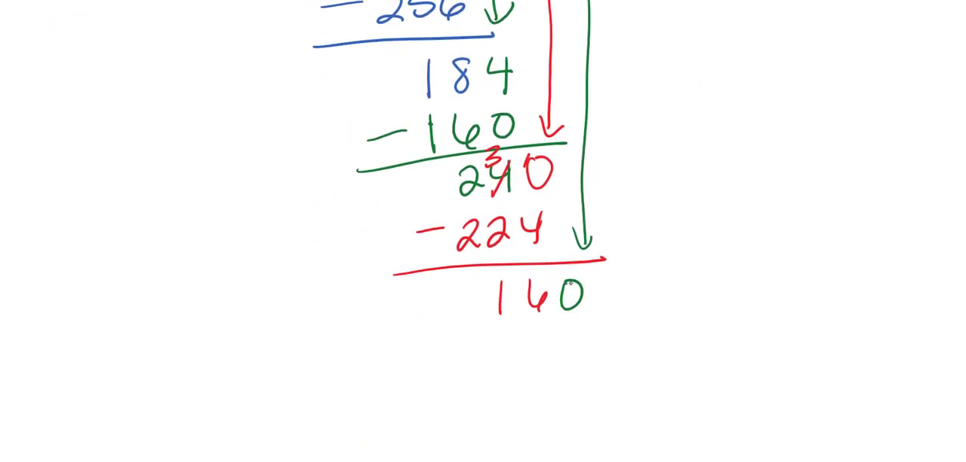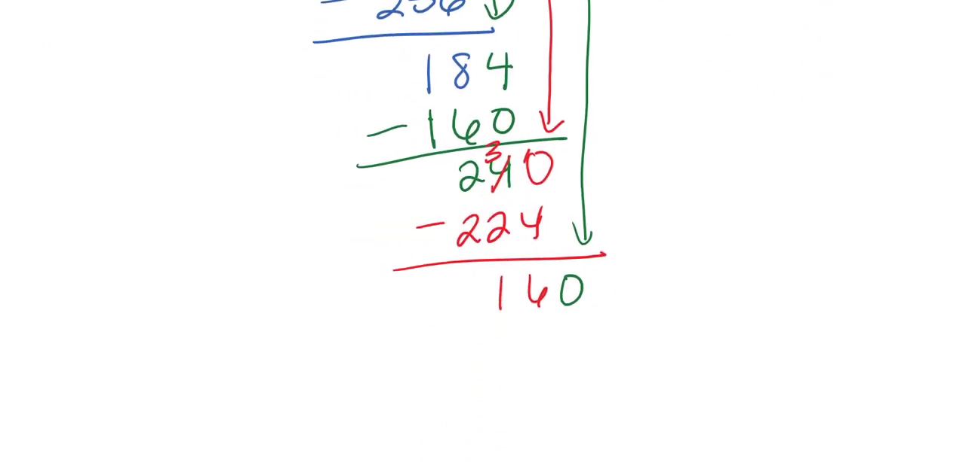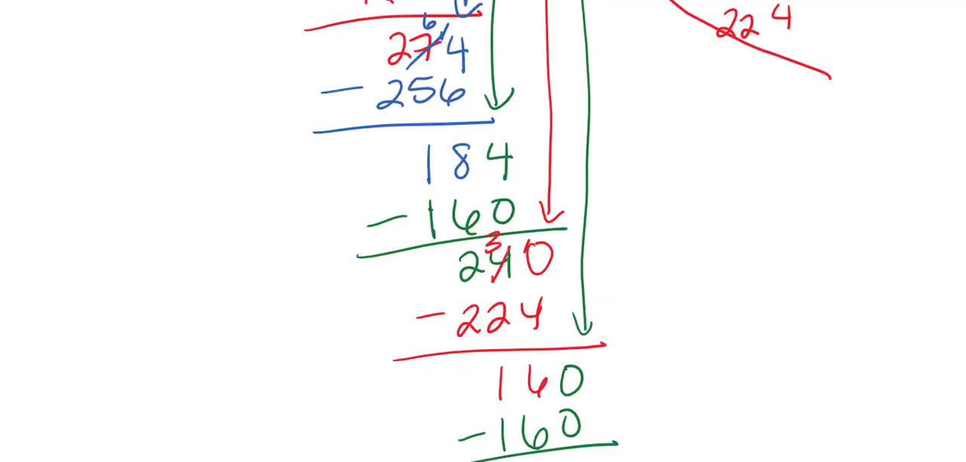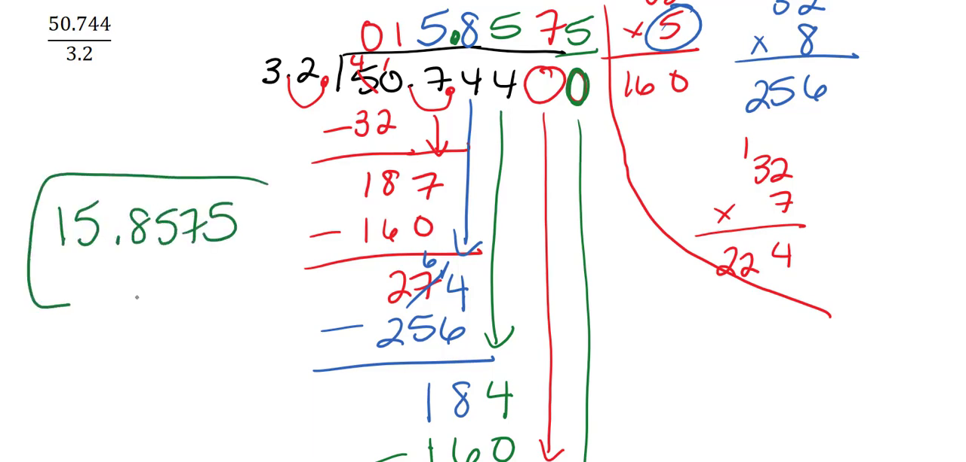So we have 160. We look at our numbers. We know we can go into 160 5 times, so we put a 5 above there. We subtract 160 because 32 times 5 is 160, and we get 0. Then all we have to do is put that decimal straight up, which is right there between the 5 and the 8. So what's our final answer? 15.8575 as our final answer.